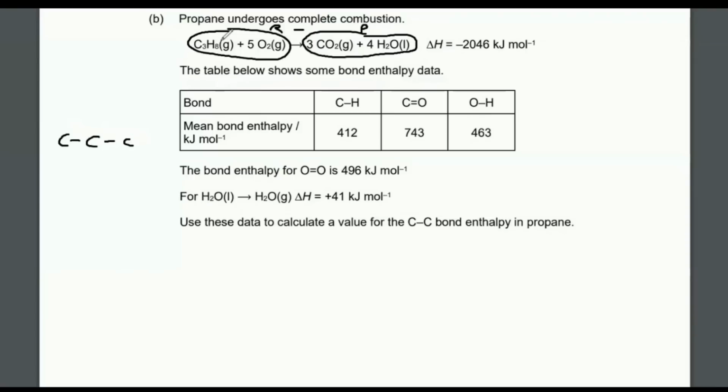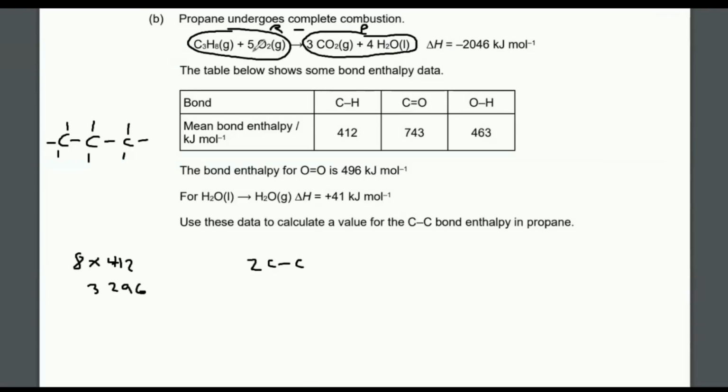So first of all, we've got propane. A good thing to do is just draw a little displayed formula for propane. From that, you can work out how many CH bonds there are. So 1, 2, 3, 4, 5, 6, 7, 8. So I want to do 8 times 412, and that comes to 3296. And then we don't know these two CCs, so we've got 2 times CC that are unknown.